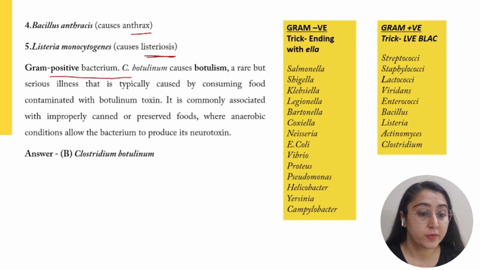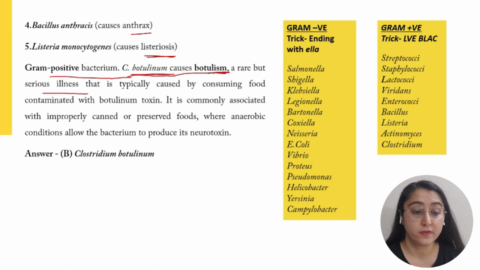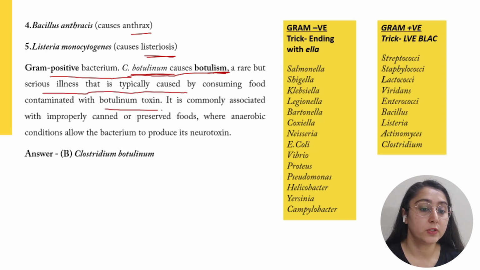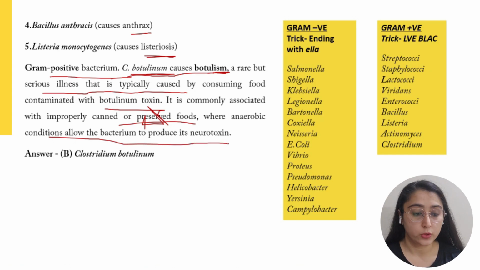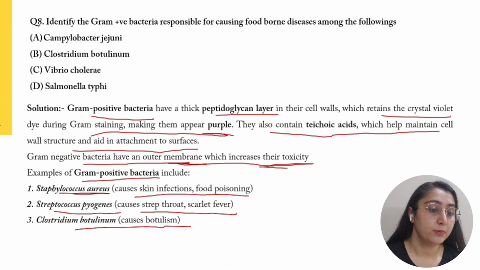And gram-positive bacteria Clostridium botulinum is known to cause botulism, which is basically a rare but a very serious illness, which is caused by consuming food contaminated with botulinum toxin. And it is mainly associated with improperly canned food where anaerobic conditions allow the bacterium to produce neurotoxin. So the correct answer to this question is Clostridium botulinum.